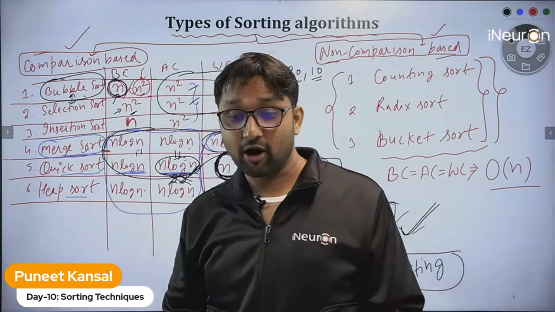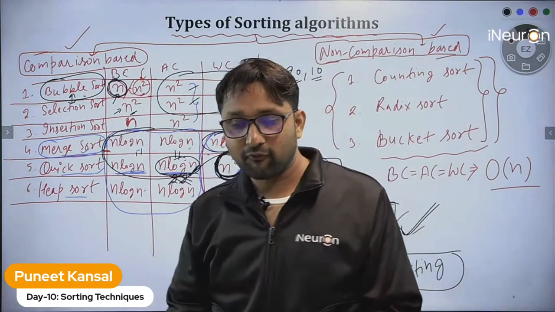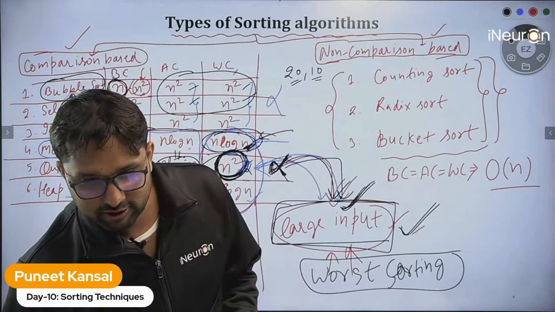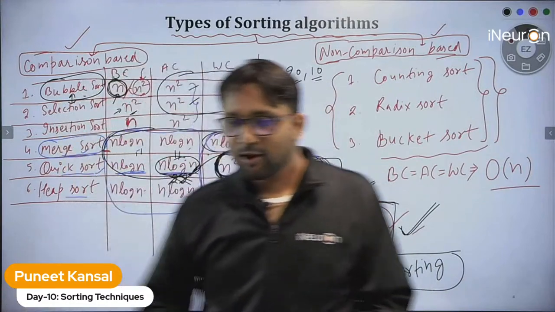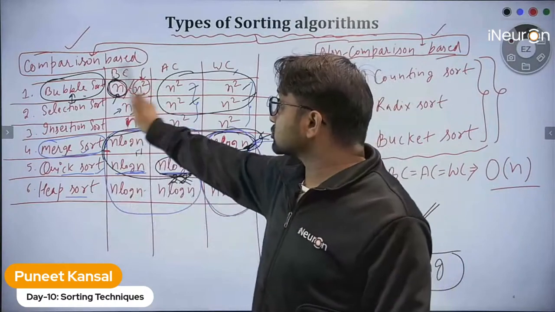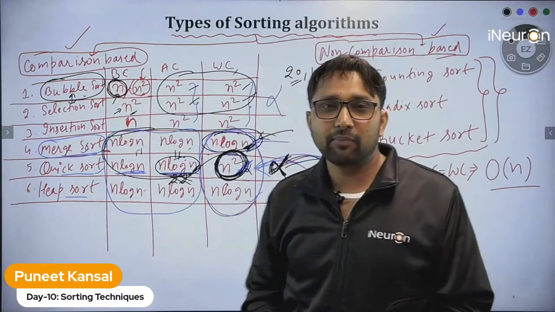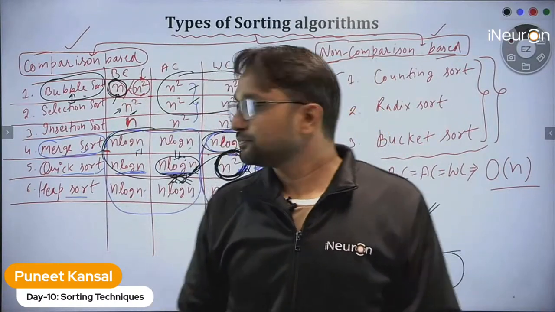Divya is asking how, why? That's a nice question. So why is bubble sort the worst one?